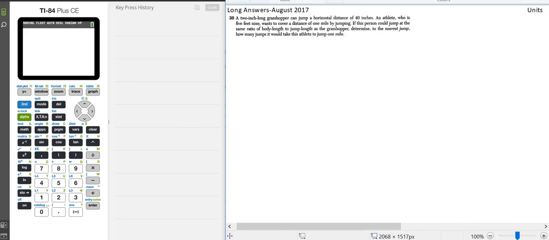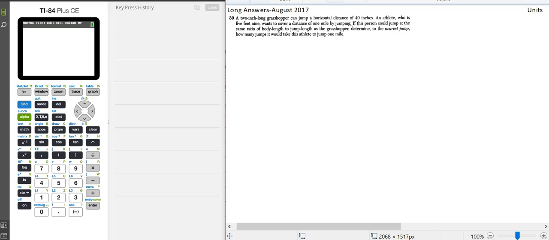This is question number 30 from the August 2017 Algebra 1 Regents. A 2-inch long grasshopper can jump a horizontal distance of 40 inches. An athlete who is 5 feet 9 wants to cover a distance of 1 mile by jumping. If this person could jump at the same ratio of body length to jump length as the grasshopper, determine, to the nearest jump, how many jumps it would take this athlete to jump 1 mile.